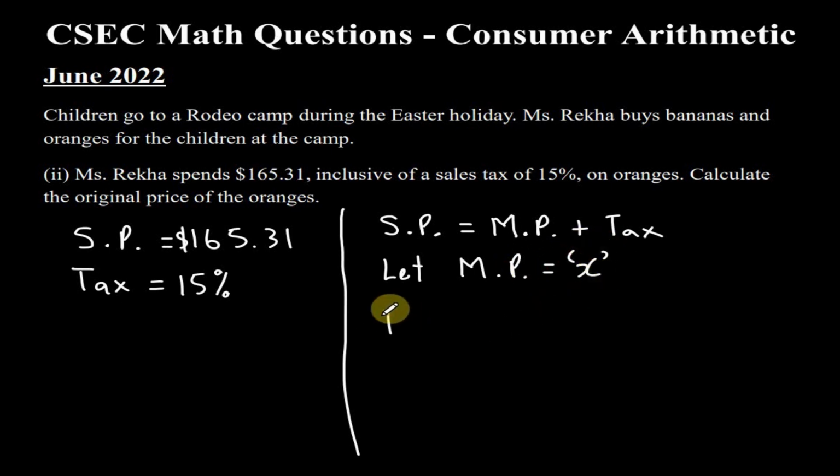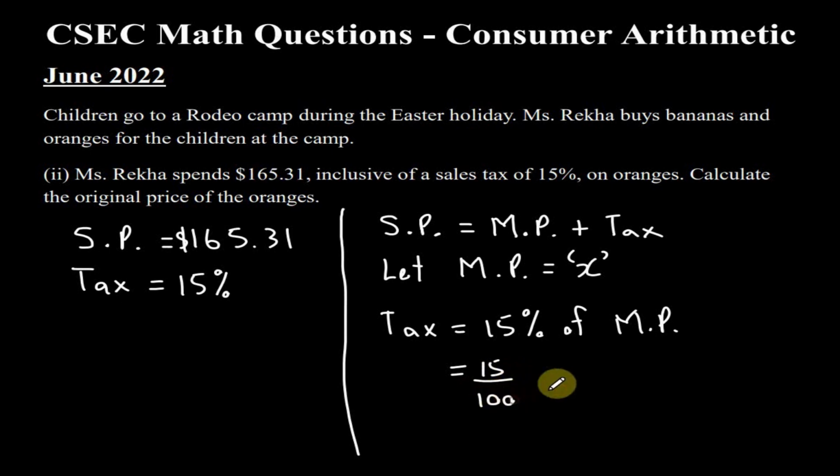Now, the tax is a percentage of the marked price. So the tax is 15% of the marked price, which I denote as M.P. So I just use M.P. to represent marked price. Again, mark price represents the original price. So 15% is the same thing as 15 out of 100 times the mark price, which is x.